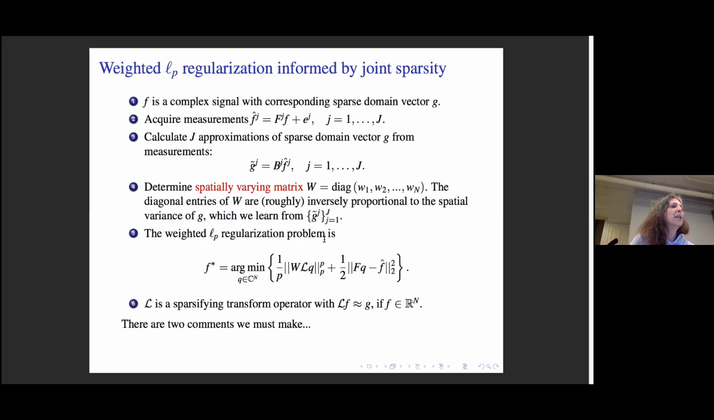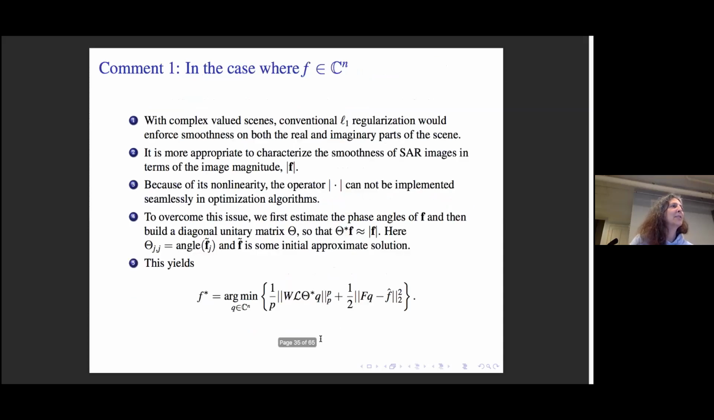Here's the algorithm that we have. We're given the Fourier data. We calculate the edges from the Fourier data. We calculate the spatially varying weighting matrix from the edges that come from the Fourier data, and then we do this LP regularization. I have to make some comments, because as people who have known me a long time will know, these are important to me.